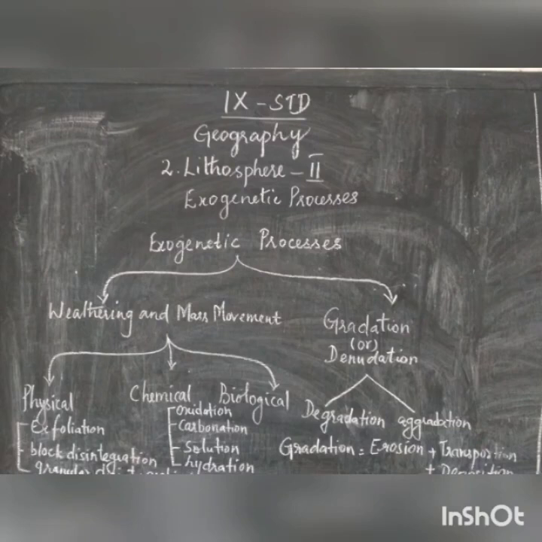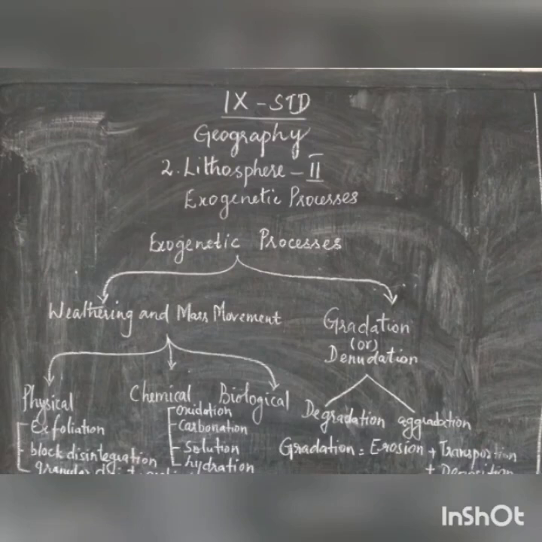The earth is a dynamic system that undergoes various changes due to internal and external processes. The continuous interaction of these two processes controls the structure of the earth's surface. External and internal processes are due to solar energy and gravitational forces, and the earth's internal heat, respectively. Let us see the exogenetic processes, divided into two categories. Number 1, weathering and mass movement. Number 2, gradation. Weathering and mass movement is divided into physical, chemical and biological weathering. Gradation is divided into degradation and aggradation.